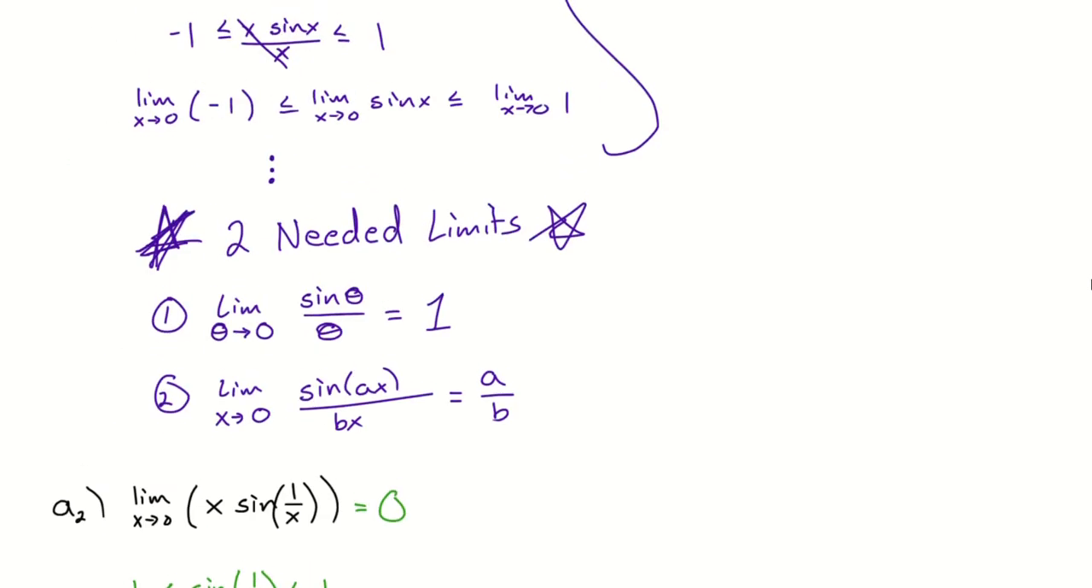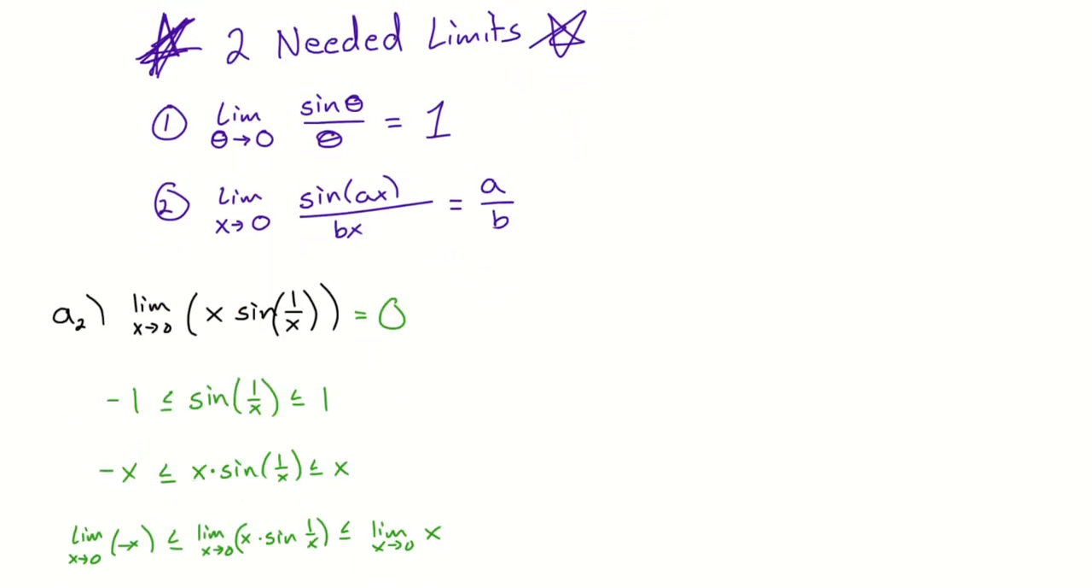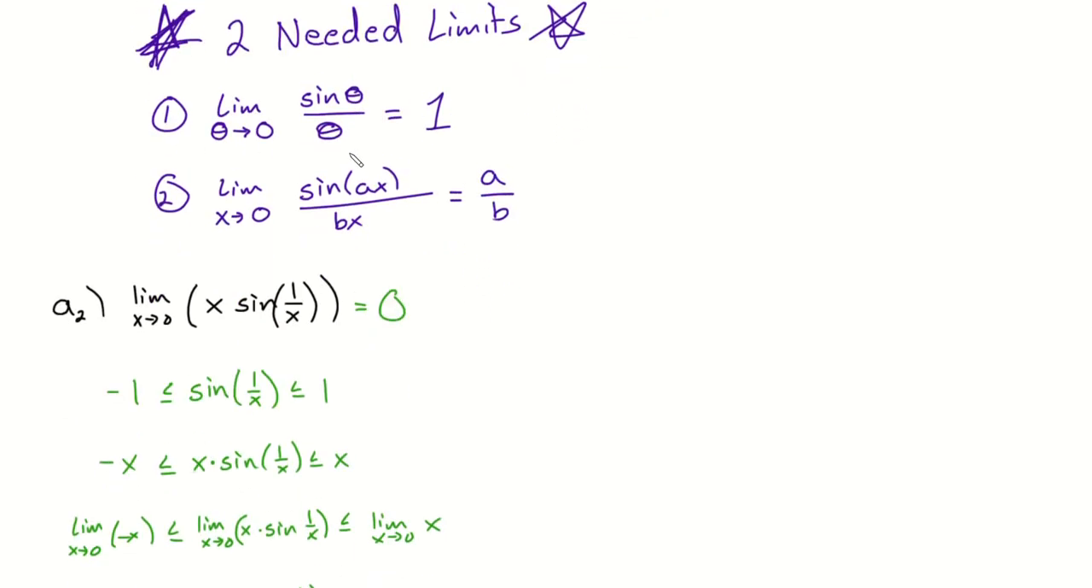Today, again, just to stress, these limits ought to be somewhere. Sine theta over theta as theta goes to 0 is 1, and sine of ax over bx goes to a over b as x goes to 0. These inevitably will show up. Not 100% that we'll get one to show up today, but we're just going to dive right in the deep end with trig stuff. So, here we go.